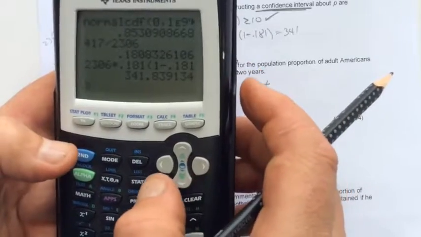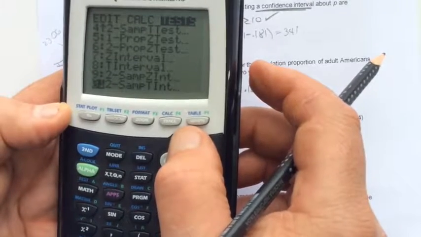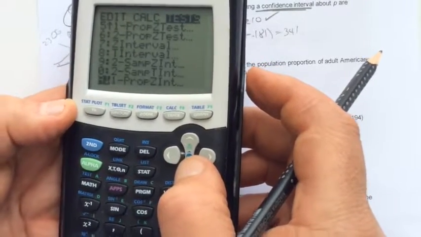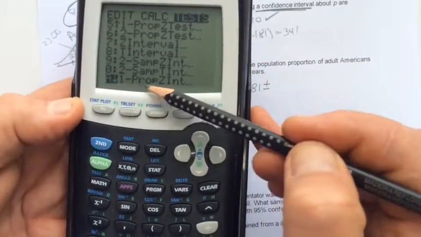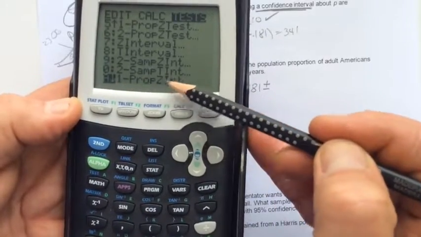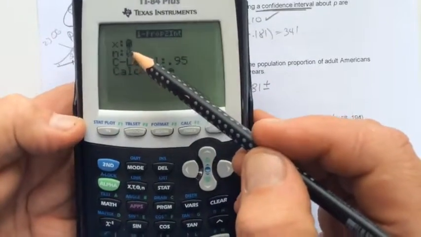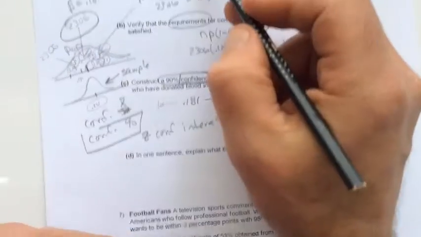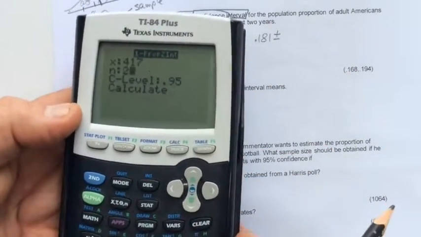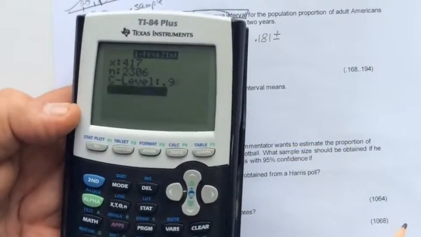Okay, that might be the wrong one. Oh, there it is. They did put the word in front of it. I had to go down further. It's a 1 proportion z interval. The reason I knew I had it wrong was because it was asking for the wrong things. It's going to ask, okay, how many people said yes? So for this particular problem, 417 people said yes. And then, well, how many people were there? Well, there are 2,306 people. Well, what kind of confidence interval do you want? We want a 90% confidence interval.